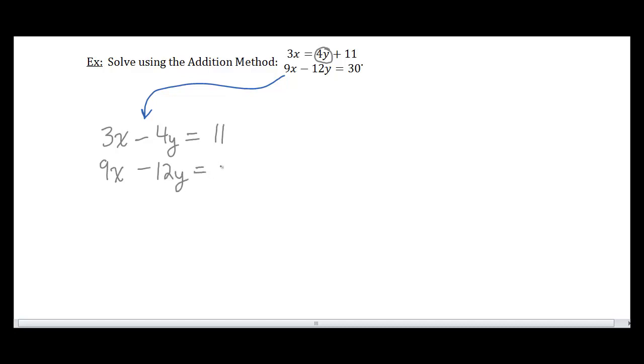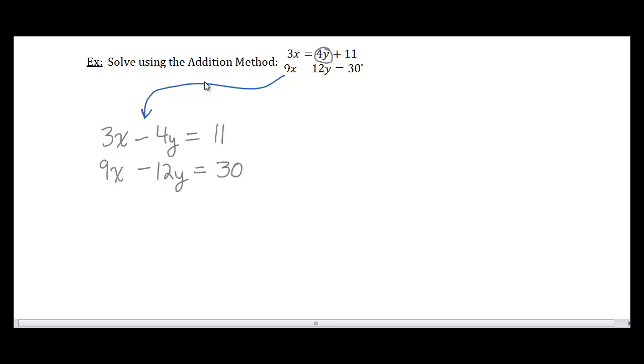It's a lot easier to solve these problems when everything is lined up perfectly. Now that everything is lined up, let's go ahead and try to eliminate one of these variables by getting these opposite coefficients and then adding. All right. Let's say I wanted to get rid of, let's say, the y this time.